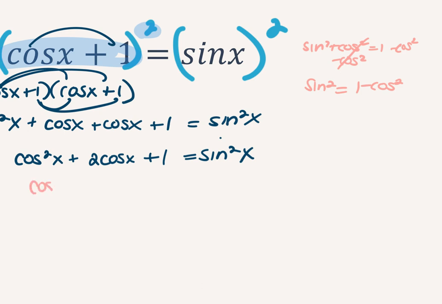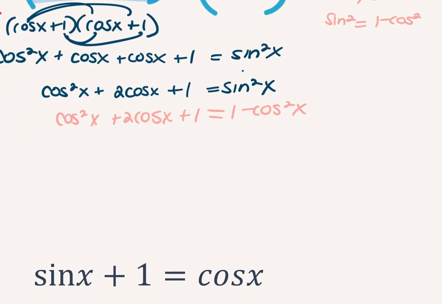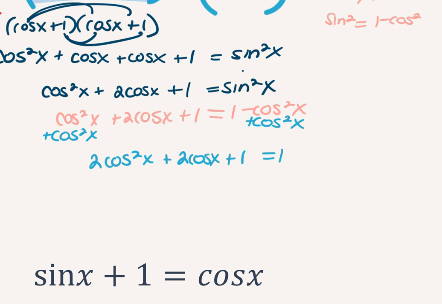So I get cosine squared x plus 2 cosine x plus 1 equals 1 minus cosine squared x. Now they're all the same, so I want to get them all to the same side. I'm going to add the cosine squared x, and I get 2 cosine squared x plus 2 cosine x plus 1 equals, oh, the 1's still there. So then I would subtract the 1, and I get 2 cosine squared x plus 2 cosine x equals 0.